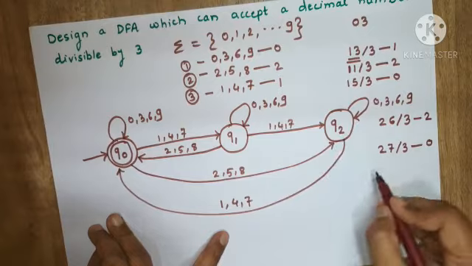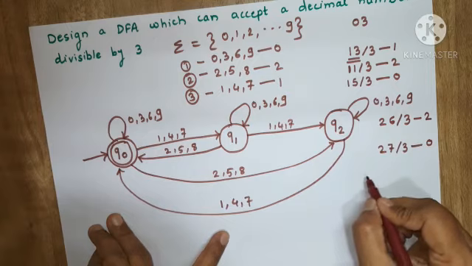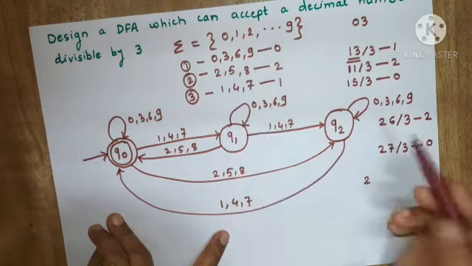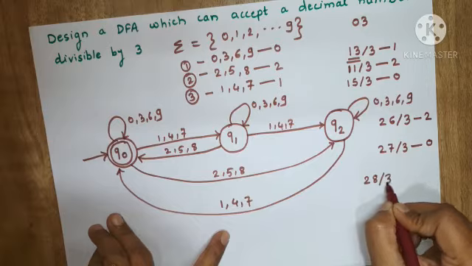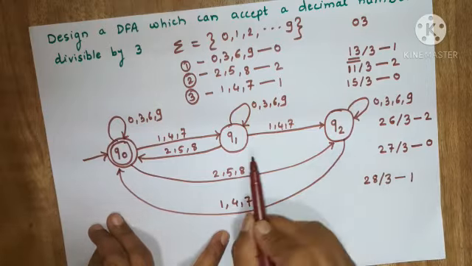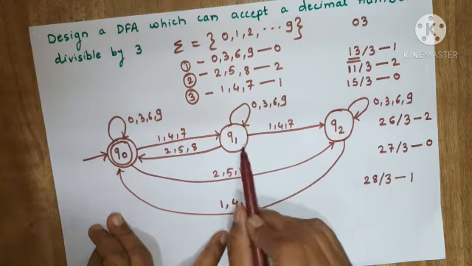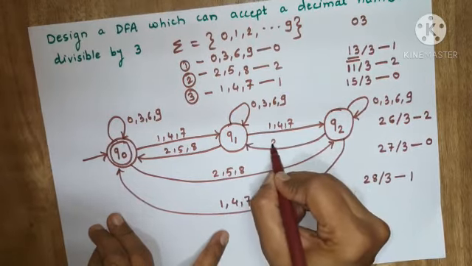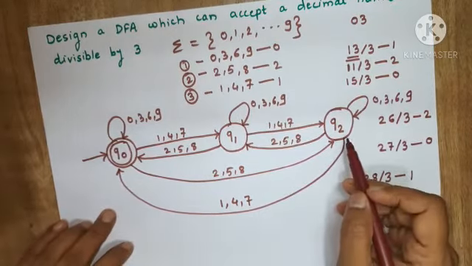So now I have to show transitions for 2, 5, 8. So we are in Q2 state, which is having remainder 2. And if I am getting one of the digits from 2, 5 or 8, suppose I am getting 28. Okay, and if I divide this by 3, I will get remainder 1. So we have to show a transition to a state which is having remainder 1. So from Q2 state, I have to show a transition to Q1 state for 2, 5 and 8. So now transitions for Q2 are complete.